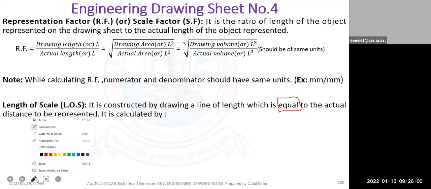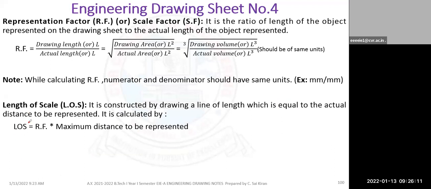If you are drawing 15 centimeters, 15 centimeters is the length of scale you have to take. So how do we calculate the length of scale? Suppose your RF for your normal 15 centimeter scale is 1:1. Example: RF is 1:1 and the maximum distance to be represented is 15 centimeters. So we calculate the length of scale as 1 by 1 multiplied by 15 centimeters. Then your length of scale equals 15 centimeters.